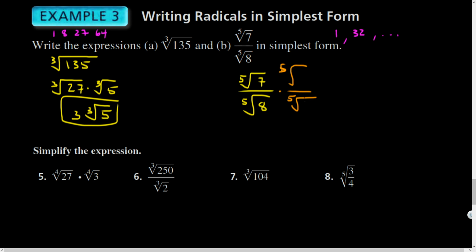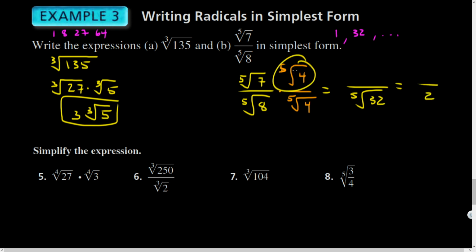I want to multiply it by the thing that will give me a perfect fifth. All right, so 8 times what is 32? Well, that's going to be 8 times 4. And so the 5th root of 8 times the 5th root of 4 is going to give me something that can reduce in that denominator. That breaks down to 2.